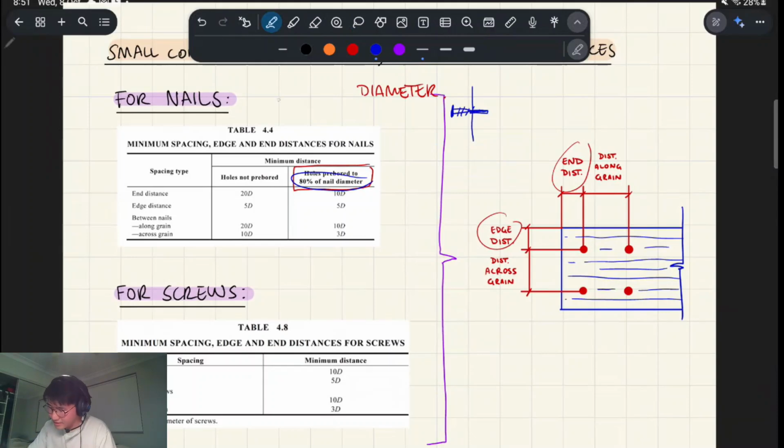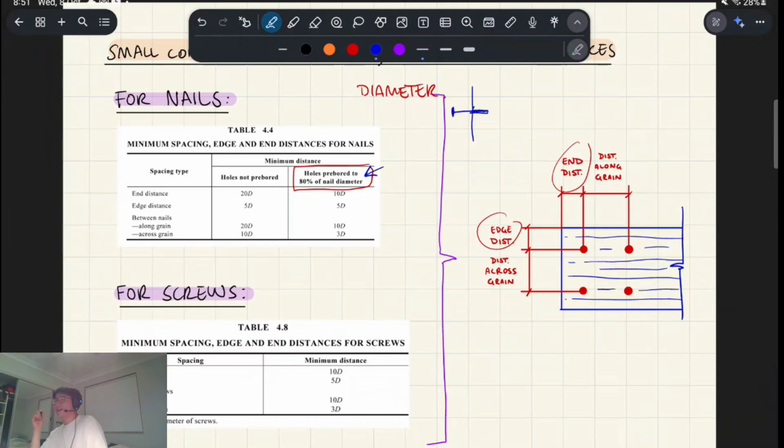sorry, this only applies to the nails, right? So not for the screw, my bad. So that's for a nail, right? If you pre-bore it to 80%, you're allowed to have these better requirements.